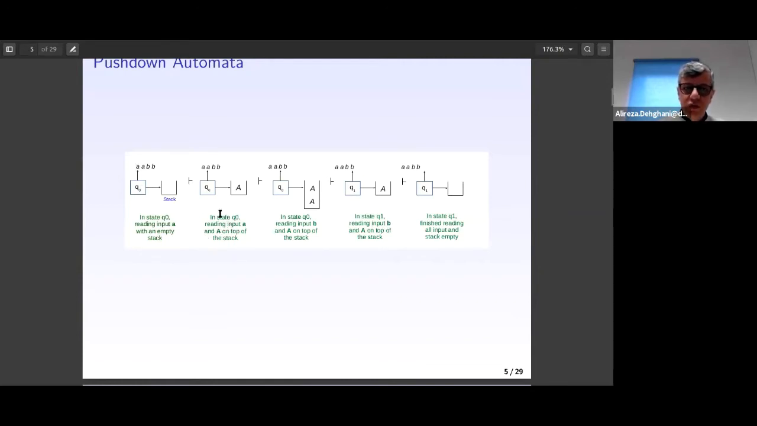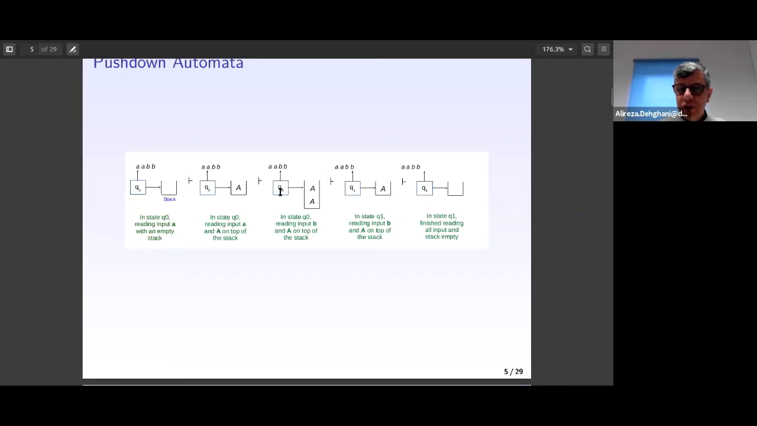So what is the whole story? The story is in state Q0, reading input A, and A on the top of the stack. So the transfer function delta in here means when you are in state Q0 and you read character A, you will go to state Q0 again. That means you will stay at the same state, and then you push one capital A into the stack. Then we are going to read A. So what was the story? When you are in Q0, you read A, you should push one A. So that means you will push another A and you will move to the next character.